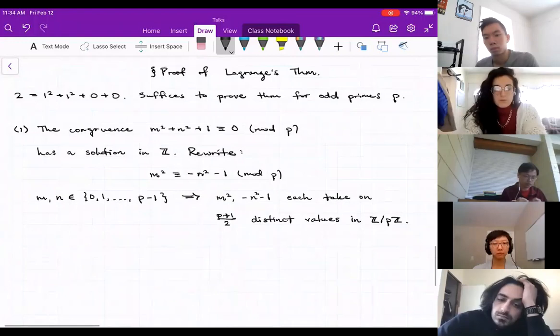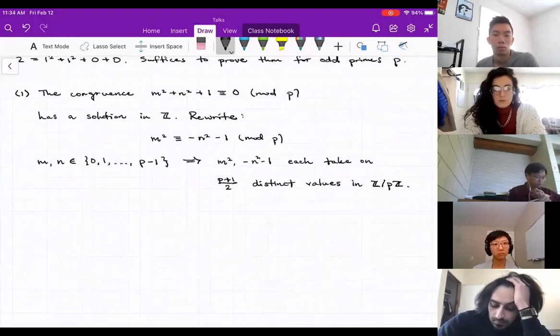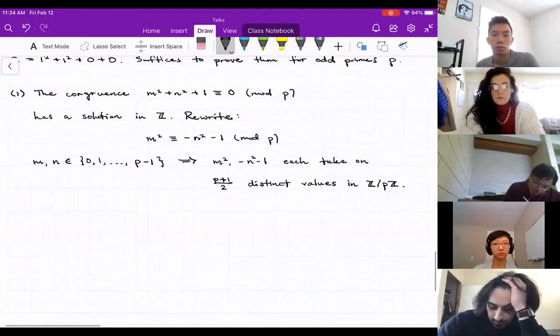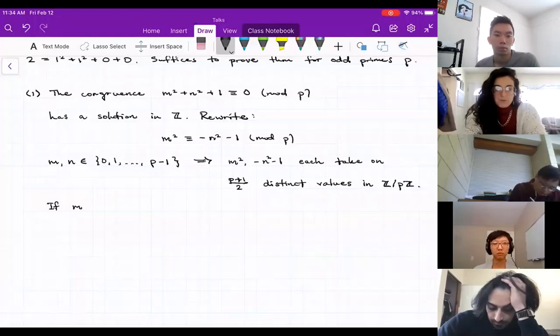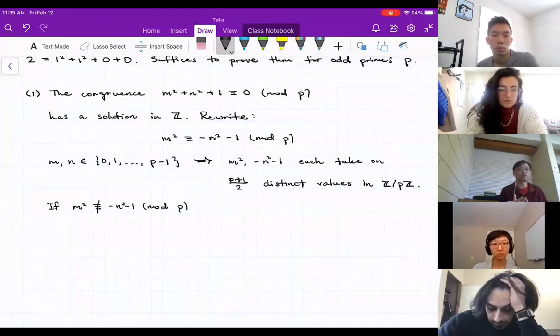So let's assume this. This statement is fairly straightforward, but let me assume it for now. So if these each take on distinct values, then, so if m squared is never congruent to minus n squared minus 1 mod p, then in total you have (p plus 1) over 2 distinct values coming from each of them. So in total, that's p plus 1 distinct values in Z mod pZ, which is a contradiction.